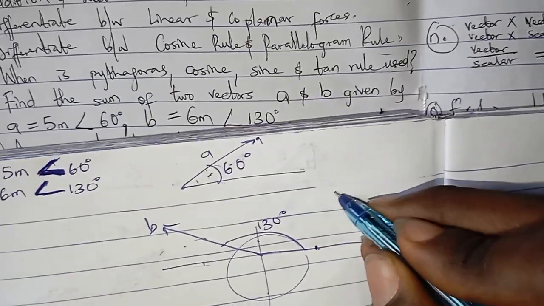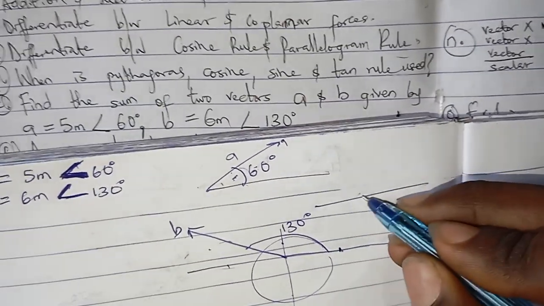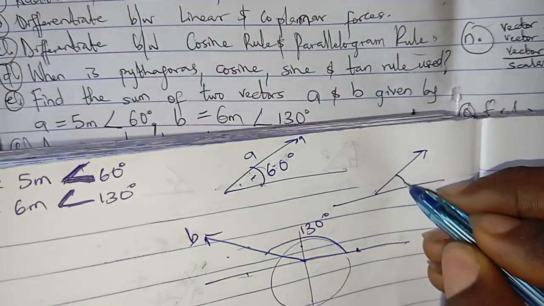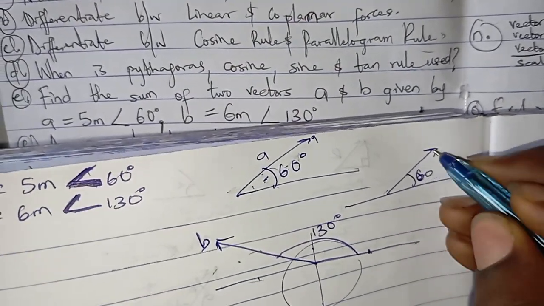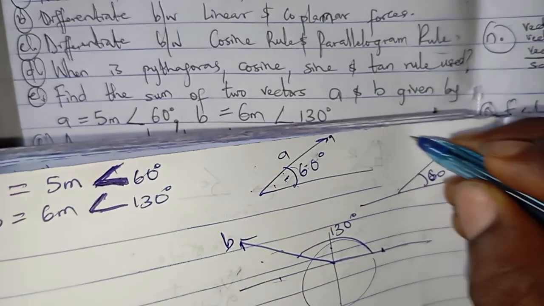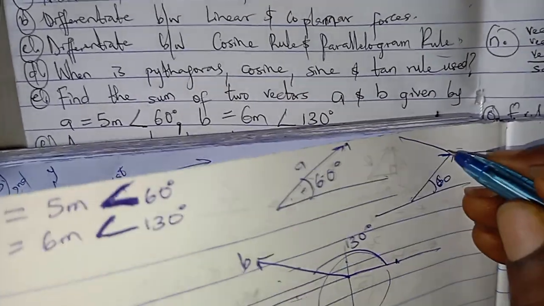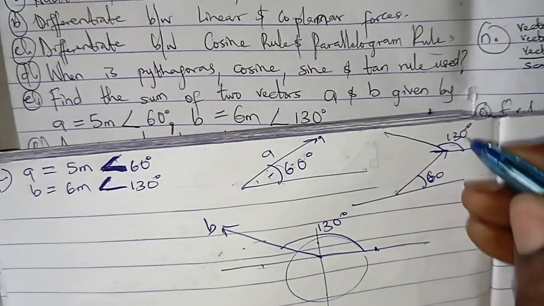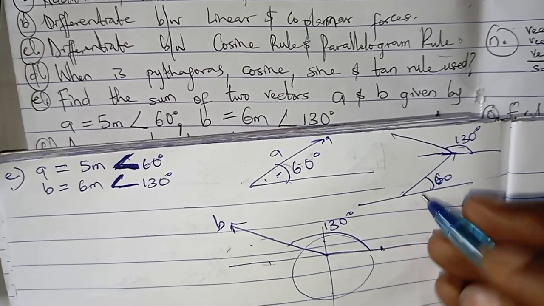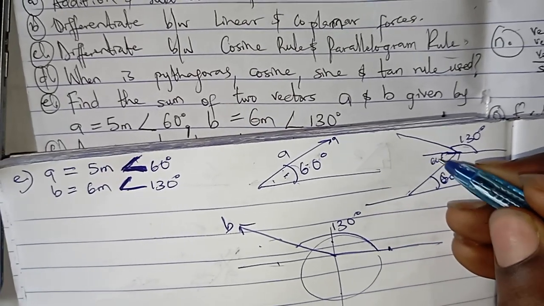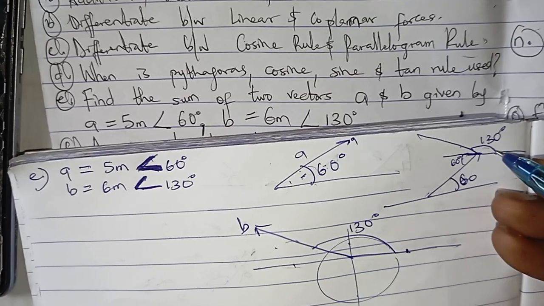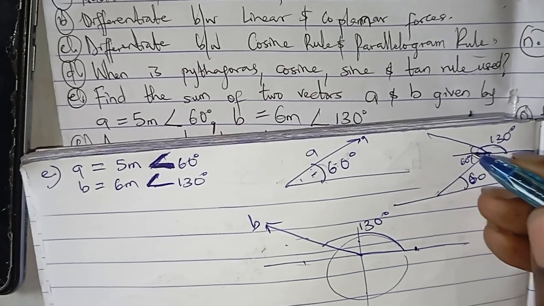If you start doing this by scale drawing, they'll start to tell you things like, let's say you have this. You do A 60 degrees, then B 130 degrees. Then alternate angles 60 degrees. What is remaining here to complete 180 is 50 degrees.